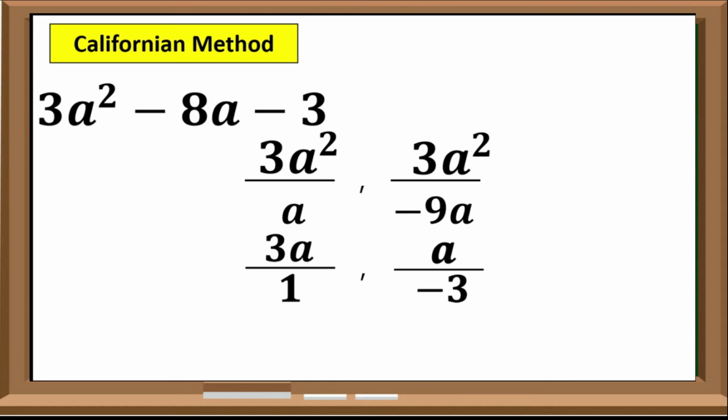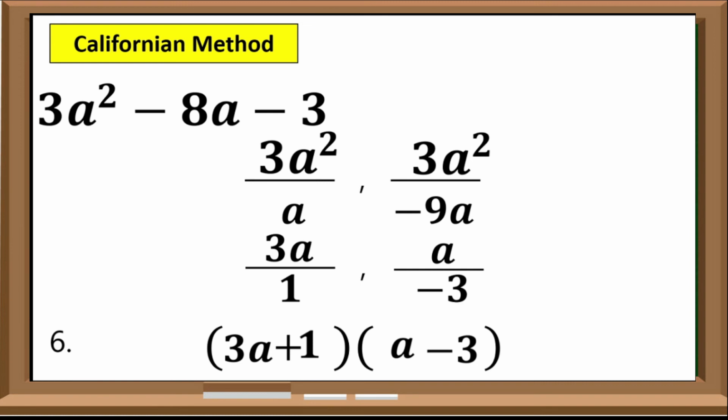Lastly, the factors of the quadratic trinomial with this form. The first factor would be the simplified numerator, which is 3a, and the simplified denominator, which is positive 1. And the second factor would be the simplified numerator, which is a, and the simplified denominator, which is negative 3. So the factors of 3a squared minus 8a minus 3 would be the quantity of 3a plus 1 times the quantity of a minus 3.